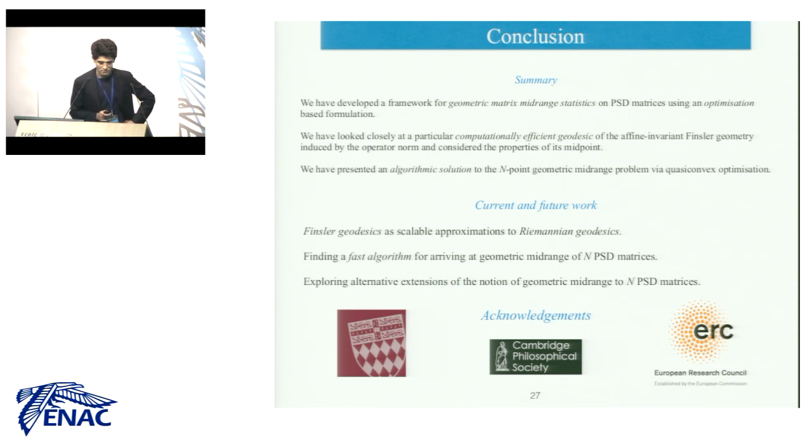Okay, so just to summarize, we've come up with a geometric matrix mid-range statistics framework based on optimization. We've looked at the n is 2 case closely, and we've offered an algorithmic solution to the endpoint mid-range problem via quasi-convex optimization. This isn't very ideal for us because one of the motivations we had for the endpoint problem was that we wanted something that scales much better than the Karcher mean or something. And these SDP solvers, they're not terribly competitive.